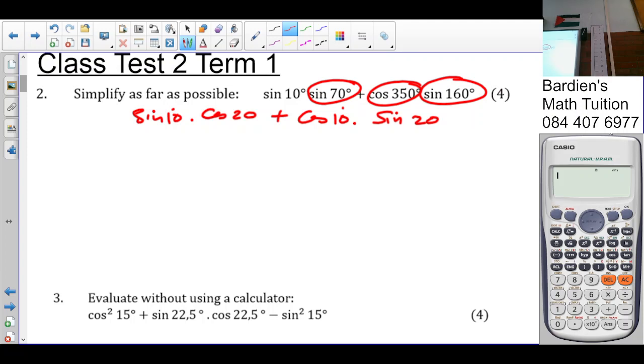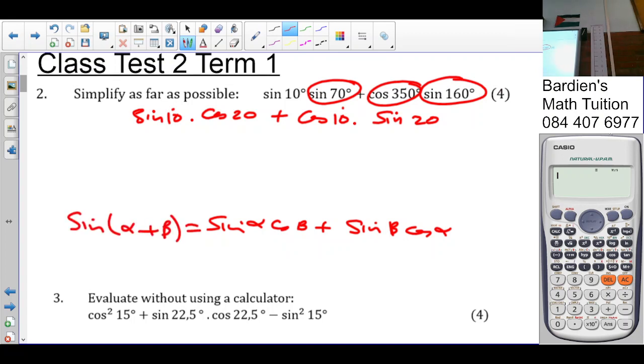Can you see there the sine alpha cos beta plus cos alpha sine beta? You see that prevailing there? So this is sine alpha cos beta plus sine beta cos alpha, or cos alpha sine beta. That is the sine rule, sine of alpha plus beta. So this would simply be, your alpha is 10 and your beta is 20, which is simply sine of 30, which is 1 over 2. Okay, that's 1 over 2.